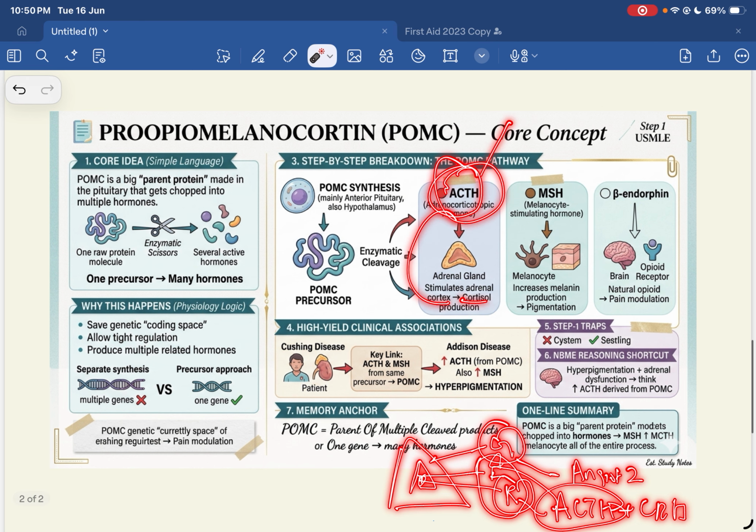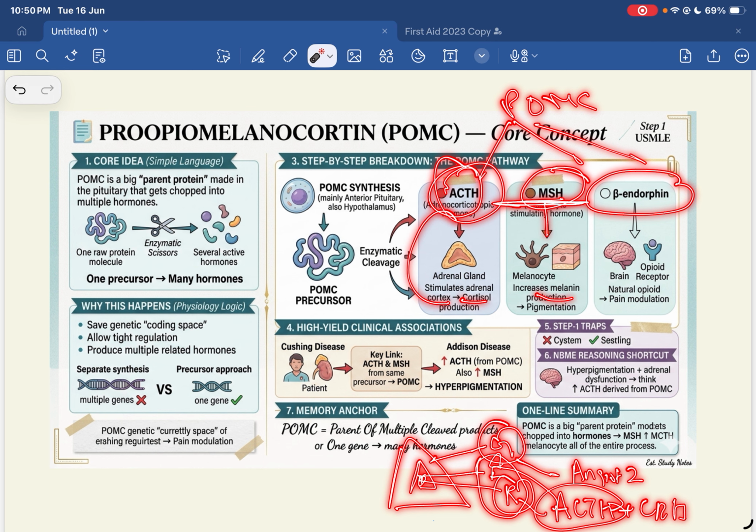At the same time, the pro-opiomelanocortin is also producing melanocyte stimulating hormone and beta endorphins. This melanocyte stimulating hormone is going to act on the melanocyte, increasing the level of melanin, which basically leads to hyperpigmentation. And then beta endorphins mainly act on the brain opioid receptors. This helps with pain modulation.